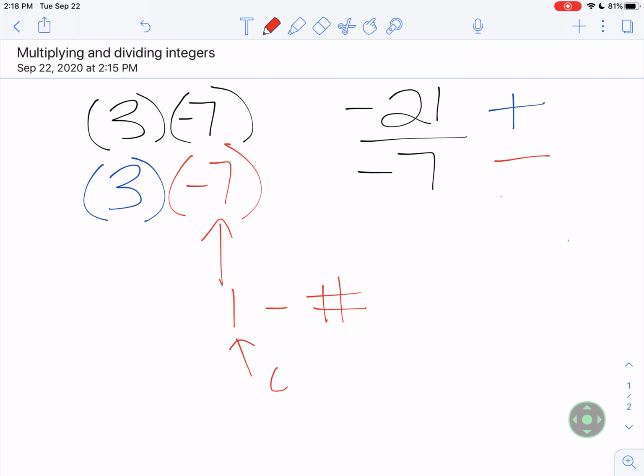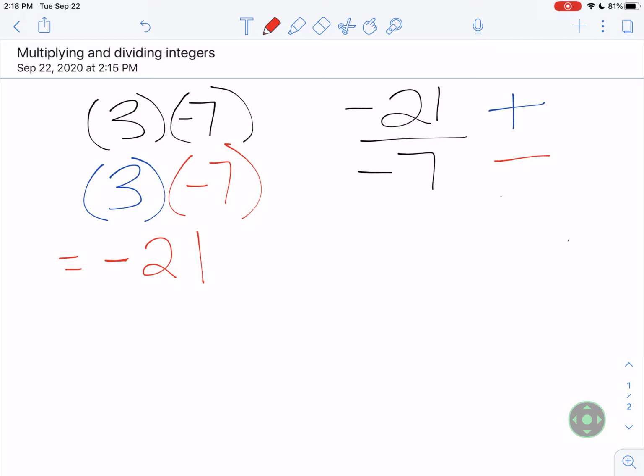1 is an odd number. Odd numbers are 1, 3, 5, 7, 9. So if you have 1, 3, 5, 7, or 9 red numbers being multiplied, then your answer is going to be negative. So overall here, we have one negative number, so my answer is going to be negative, or red. So negative, and then 3 times 7 is 21. Negative 21 is my answer.